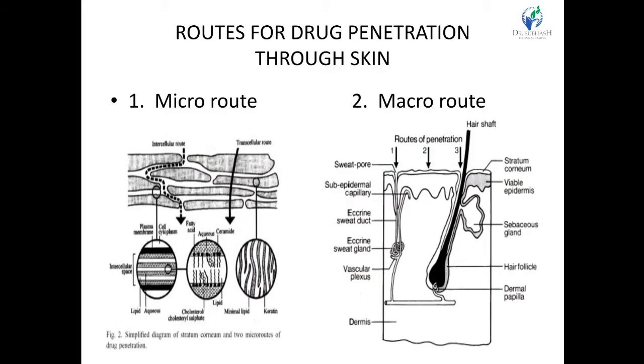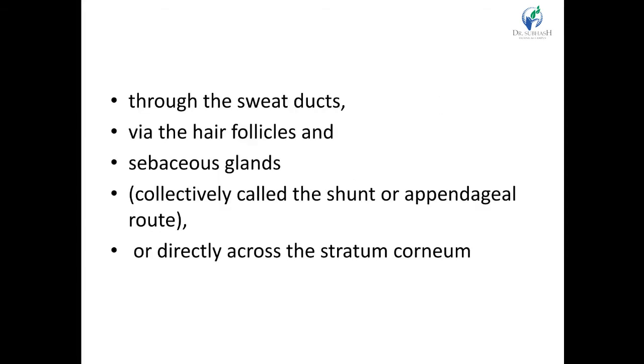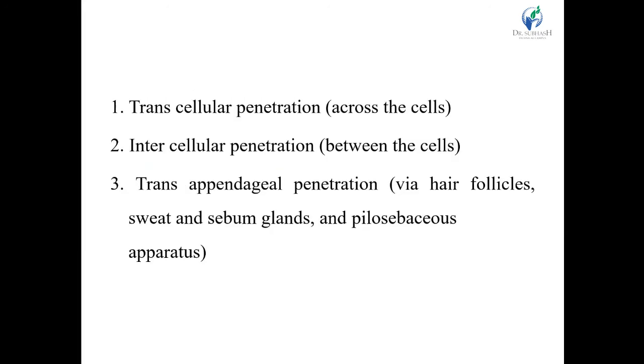The route of drug penetration through the skin: micro and macro routes are there. In the micro route, you go intercellular, transcellular like that. In the macro route, the hair follicles and the subcutaneous glands are used for drug permeation through the skin. In that, sweat ducts are there, hair follicles are there, sebaceous glands are there, and otherwise drugs directly cross the stratum corneum.